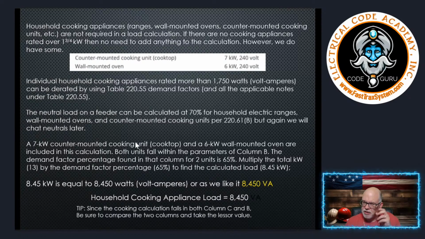All right, so let's go on and break these down. So we have household cooking appliances. One thing to remember, if there are no cooking appliances rated over 1 3/4 kW, then there is no need to add anything in the calculation. If it's less than 1 3/4, then you're just basically taking it at its value.